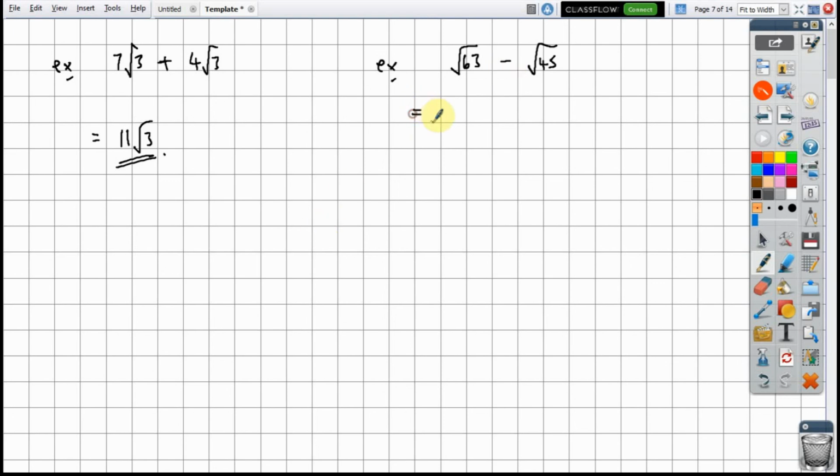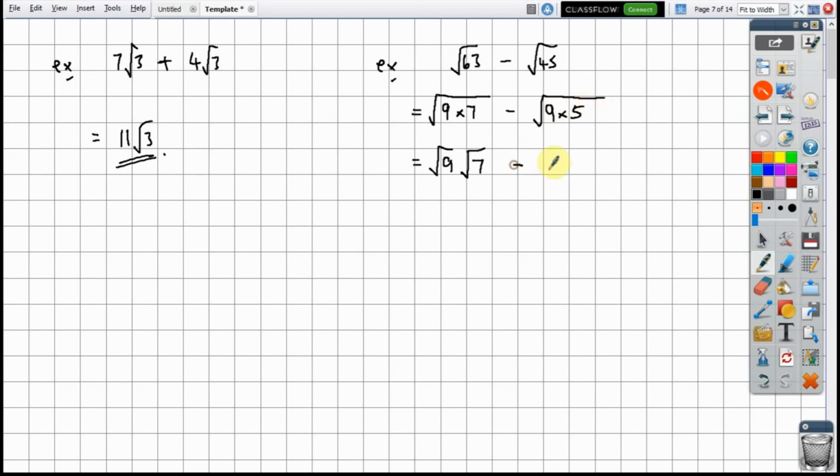So what we do, using the skills that we learned in the last video, is start breaking root 63 up and root 45 up using what we know about their factors. Now root 63. 63 is the same thing as 9 times 7. So I think I'm going to go to there. 45, well 9 fives are 45. So I'm going to go to there.